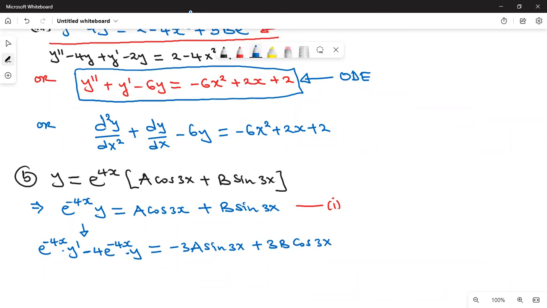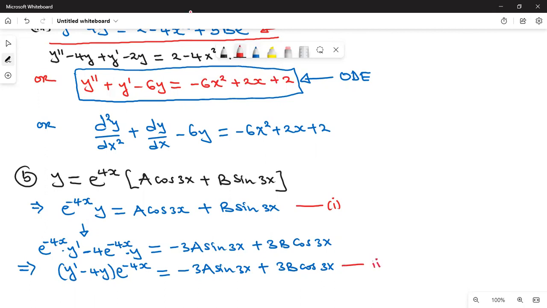This simply implies that (y' − 4y) times e^(−4x) is equal to −3a sin 3x + 3b cos 3x. That is the second equation.